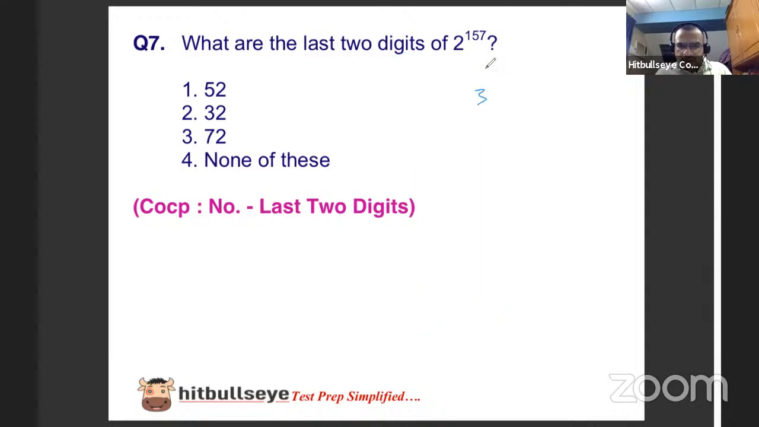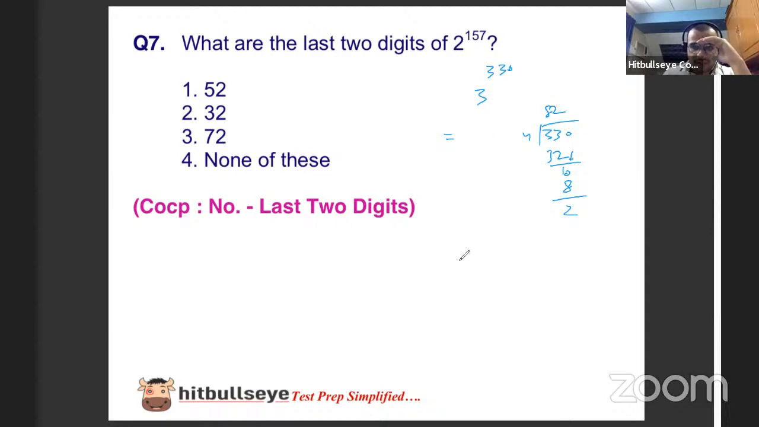Three raised to power 330. Let's then divide 330 by 4. I get what? 8 for the 32. 4 to the 8, I get a remainder of 2.